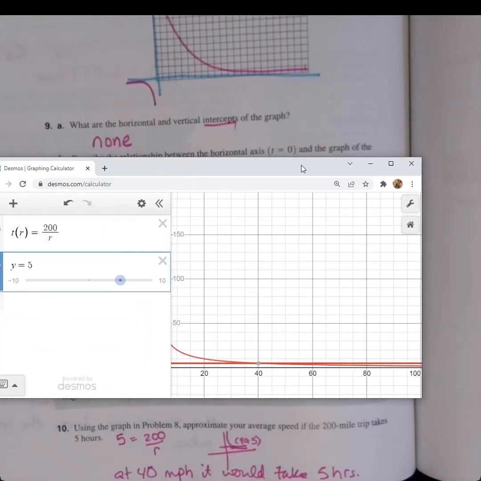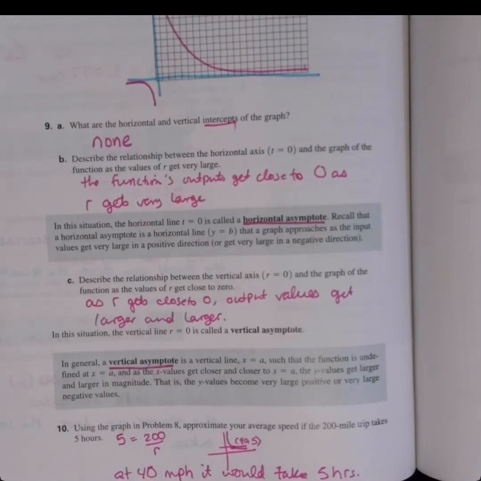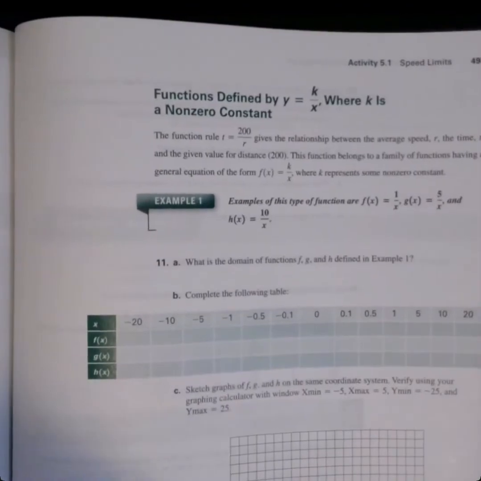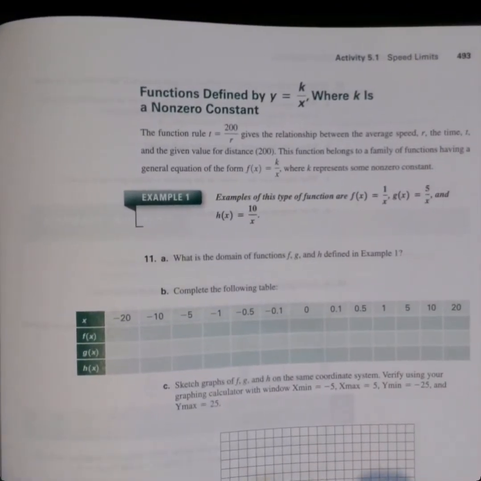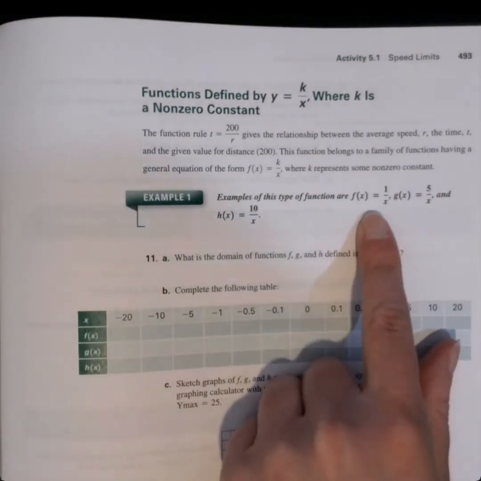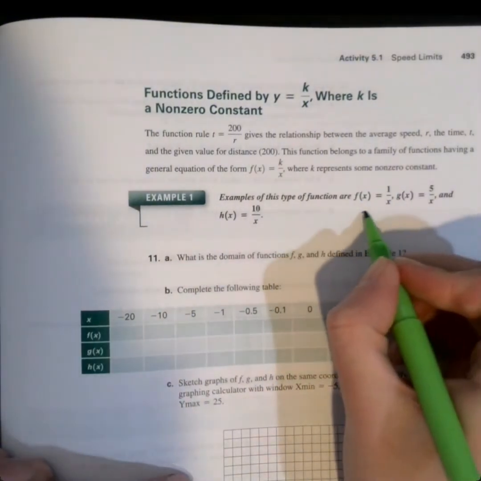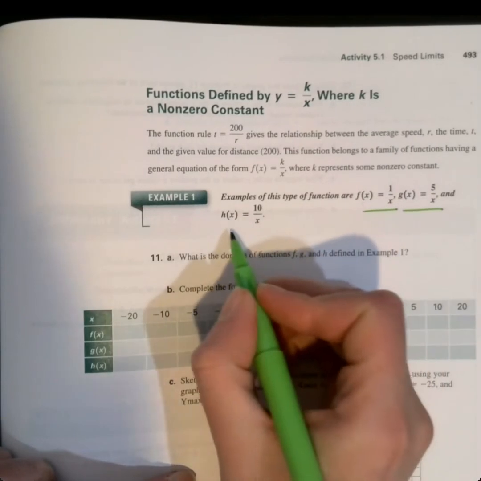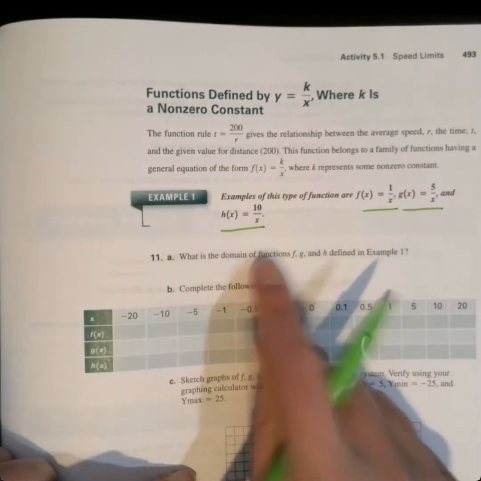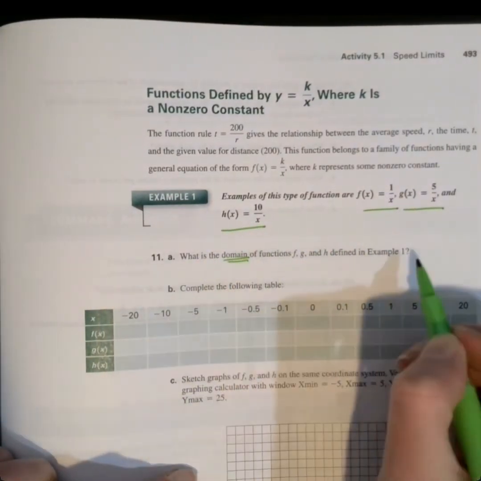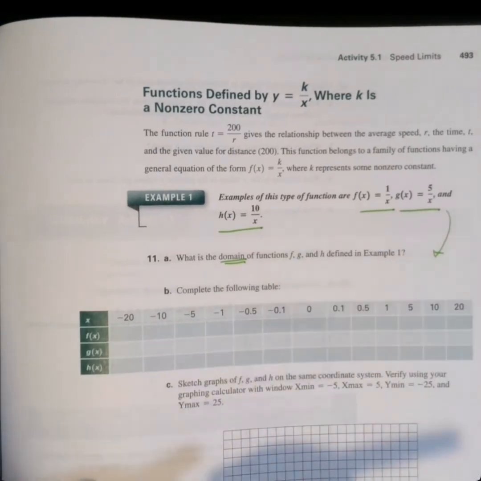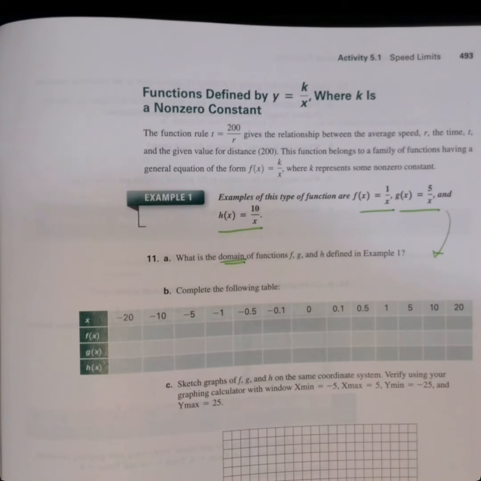Okay, so this gives us one example of a context where a rational function is useful. Now we're going to take a look a little more generally at some of our rational functions. We're going to look next at these three functions: f of x equals 1 over x, g of x equals 5 over x, and h of x equals 10 over x. And then we want to talk about the domains of those functions. So we're going to look at the example 1 functions and discuss their domains.